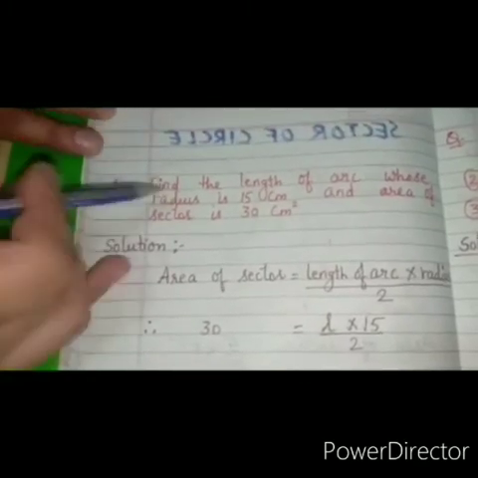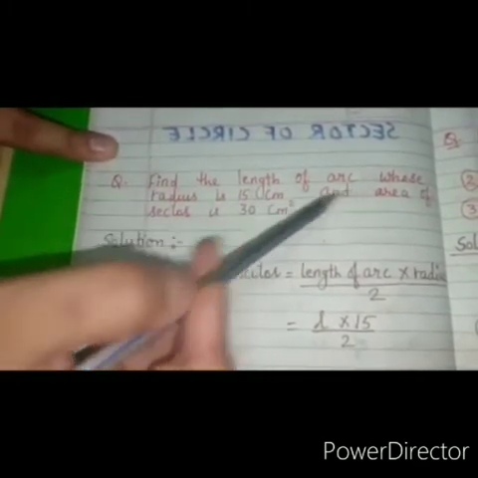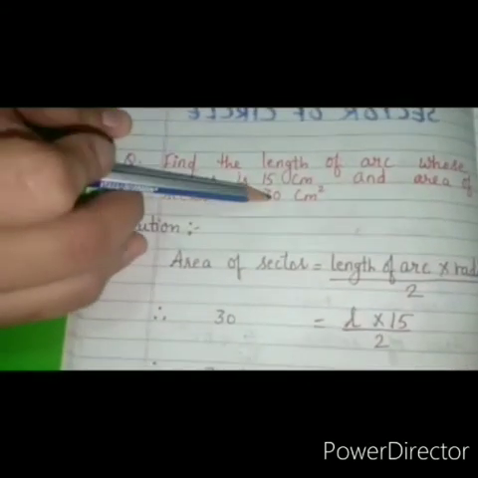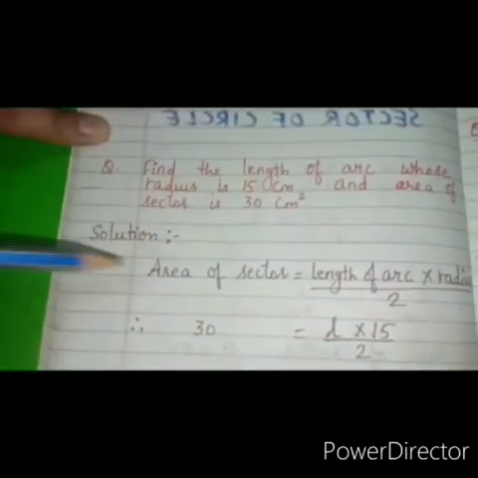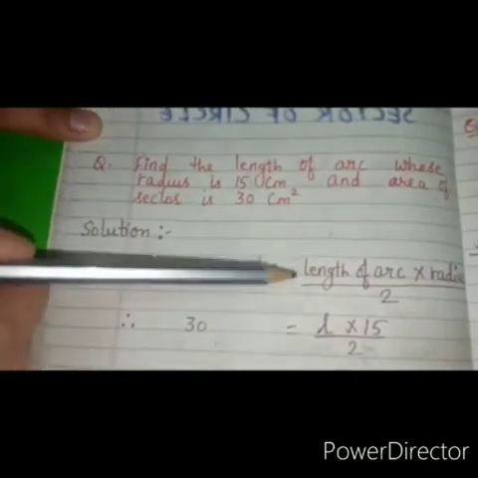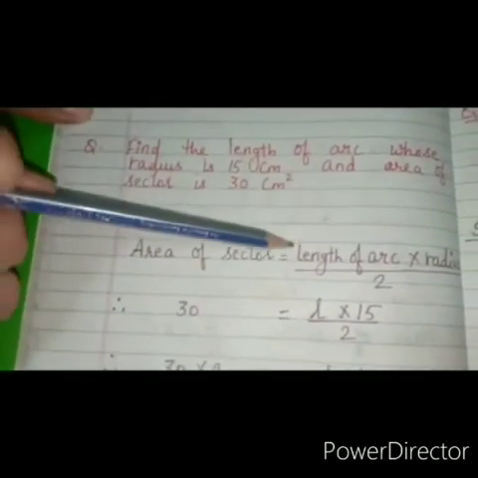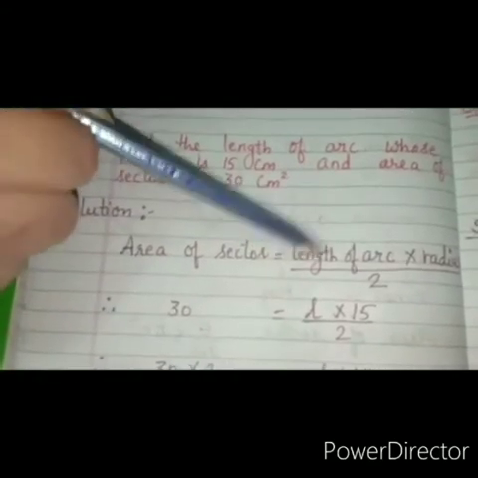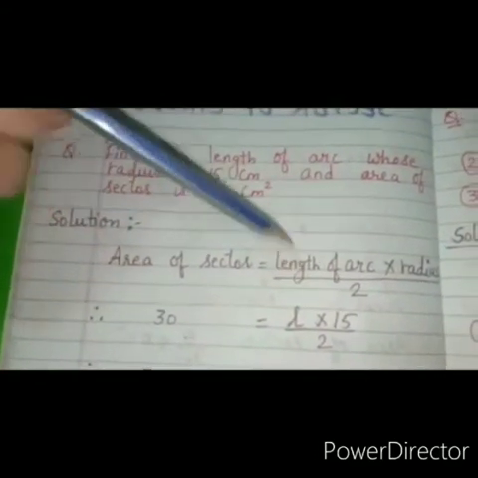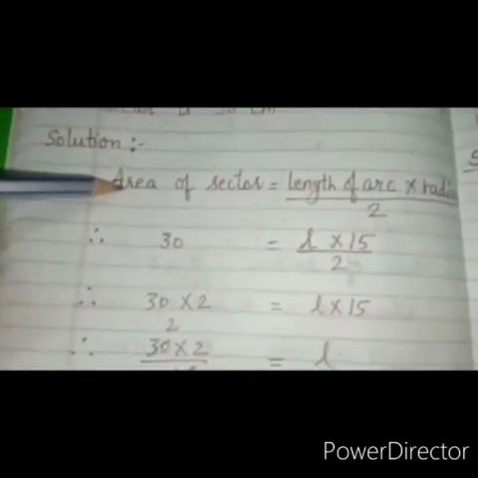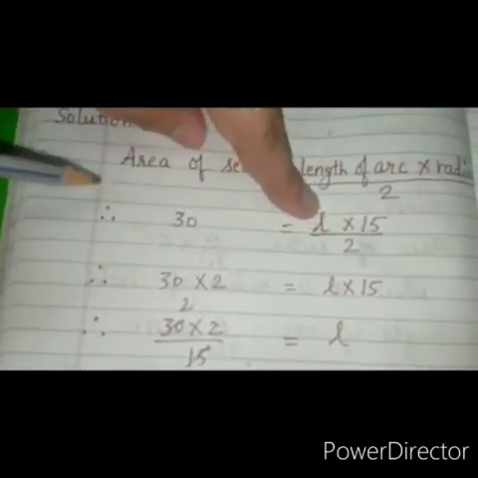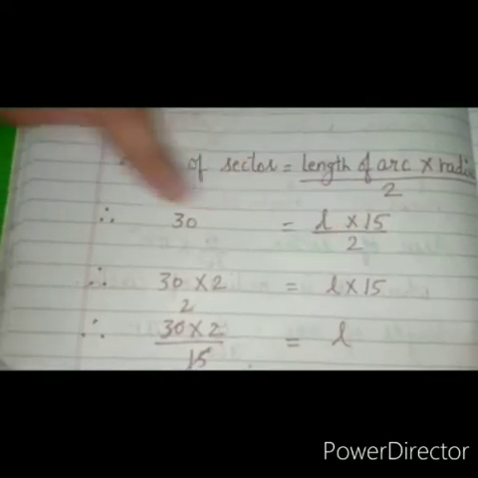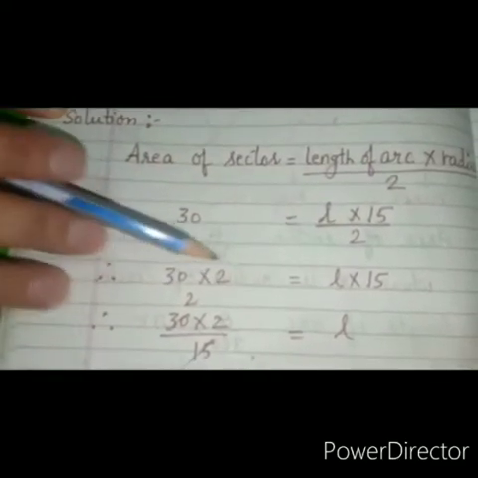Now some questions. Find the length of the arc whose radius is 15 centimeter and area of the sector is 30 centimeter square. As I have told you now only, wherever we have length of arc and radius, we will use this formula. The area of sector is equal to length of arc multiplied by radius upon 2. So area of sector we have 30 and the length we have to find out, and radius is 15 and the formula 2 is this. So you can calculate it by cross multiplying.